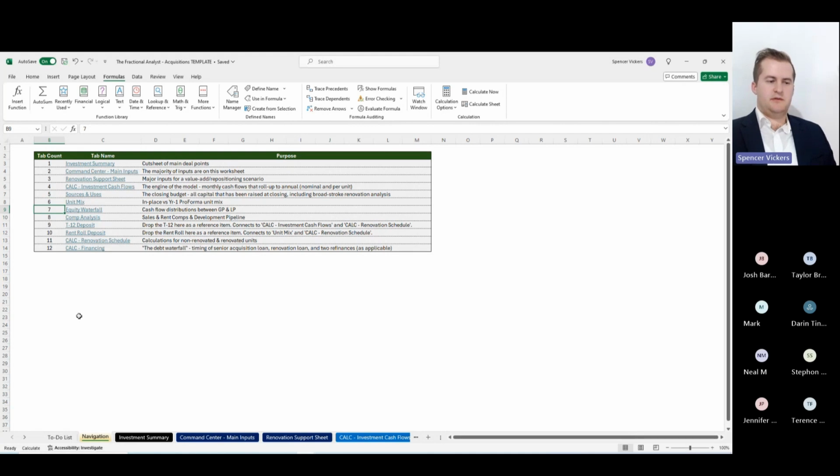Equity waterfall are the cash flow distributions between the GP and the LP. Currently, I just have this set up as one GP bucket and one LP bucket. I'm going to include an additional module later, an optional additional module that can split out the GP into co-GP and then split out the LP into multiple share classes. But for most people, the single bucket for each entity is usually good.